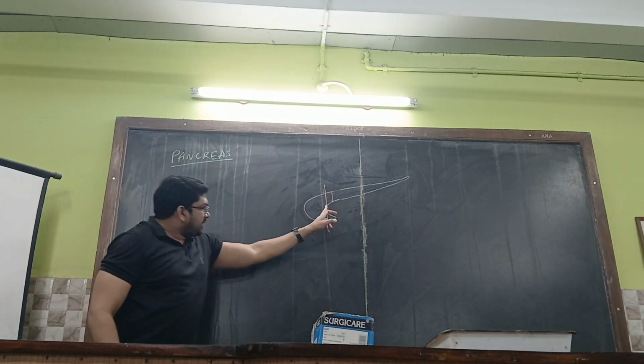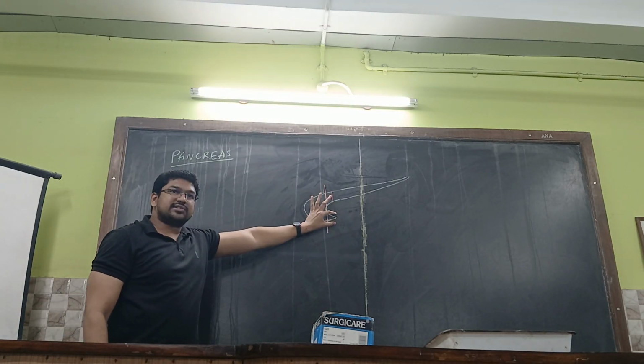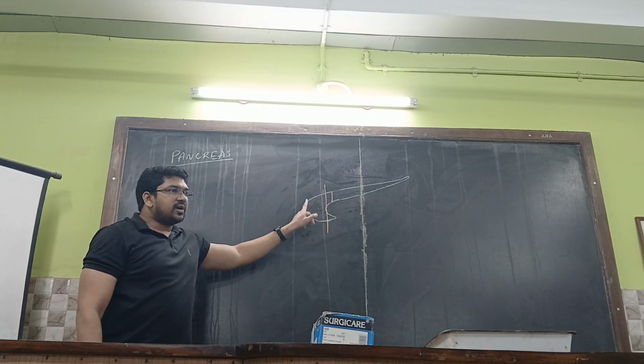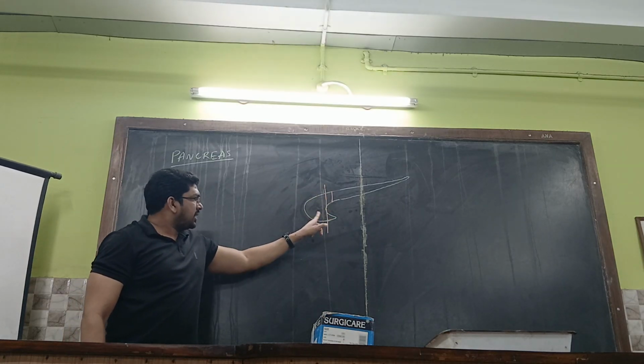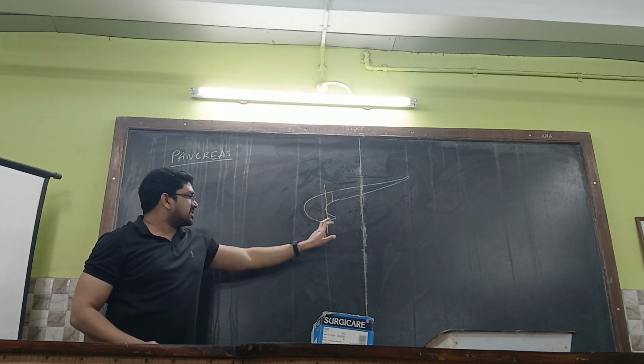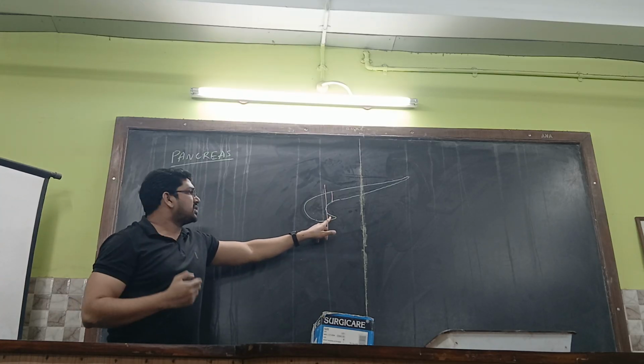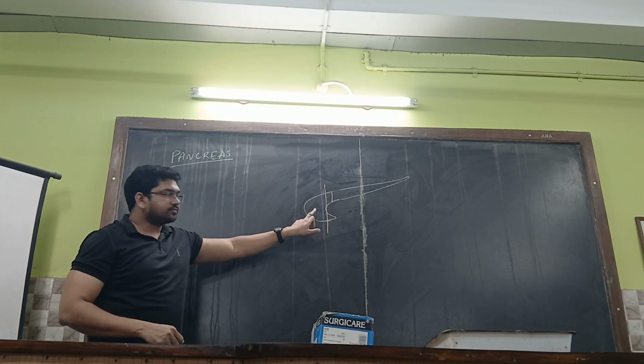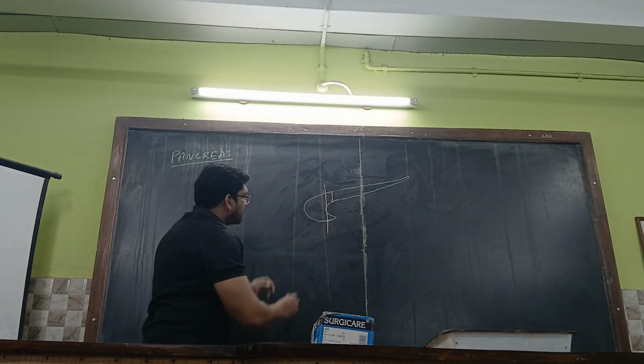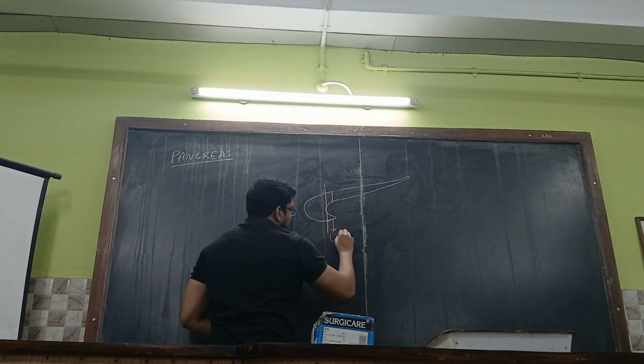Below this line is separating the uncinate process and the head. So the head is separated from the neck by the upper line, and from the uncinate process by the lower line. The uncinate process is an extension of the head. Getting it? So first of all, this is the uncinate process.